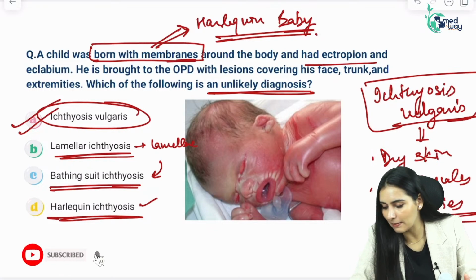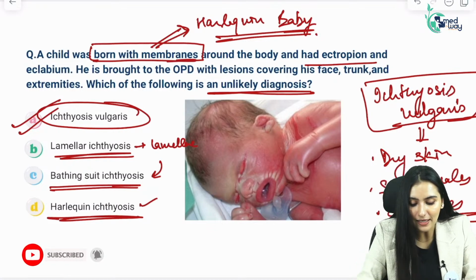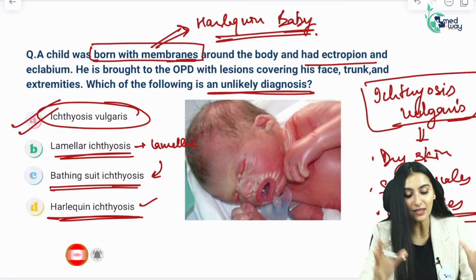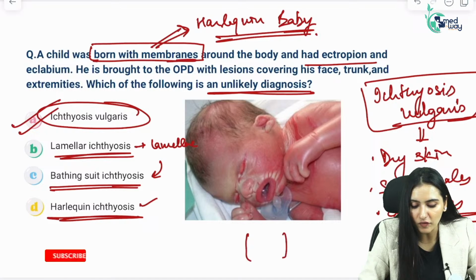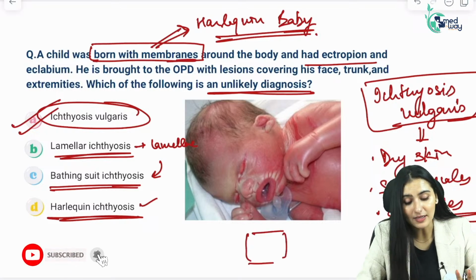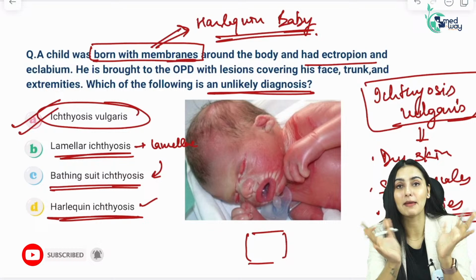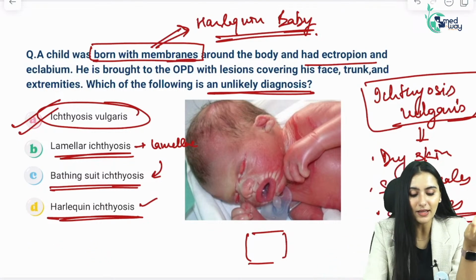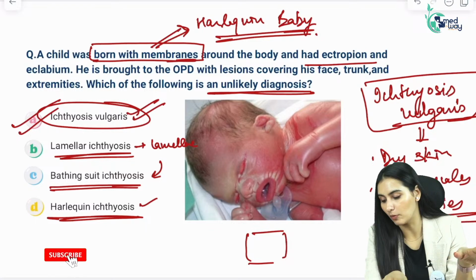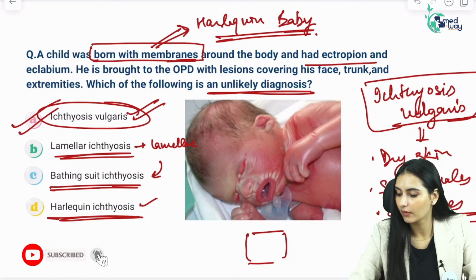Bathing suit ichthyosis, people have answered C. No. Bathing suit is like a big thing, you know. So it covers the entire trunk of the baby. So that baby can be born with membranes. If the entire trunk is covered, possibly they were born with membranes. But ichthyosis vulgaris, they were definitely not born with membranes. Okay.